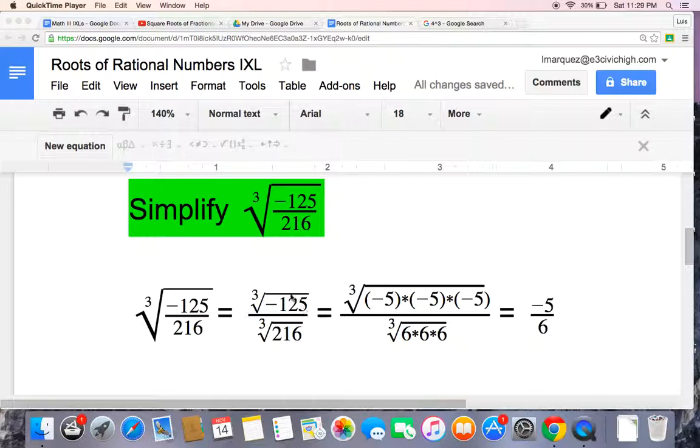So in order to get a negative, I need to multiply a negative number by itself 3 times. So my numerator becomes negative 5. So my final answer will be negative 5 over 6.